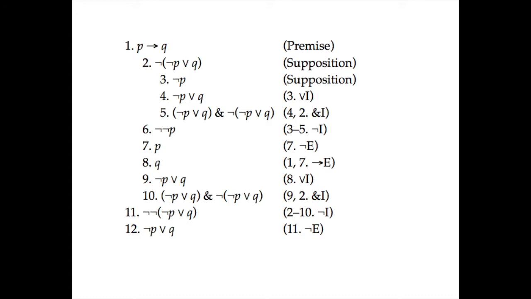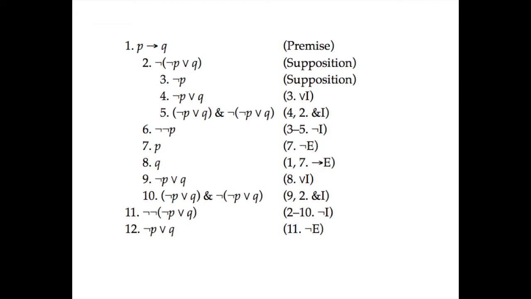That proves that the supposition on line 3 is false. So on line 6, we have not P. That's lines 3 through 5 because of our not introduction rule. All right. On line 7, we get P by eliminating the nots on line 6. There's a typo there. The parentheses should say line 6, not elimination. And now you can see that if you combine line 7 with line 1, you get Q. Right? So that comes from line 1 and line 7 by arrow elimination.